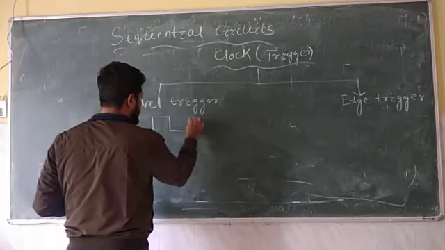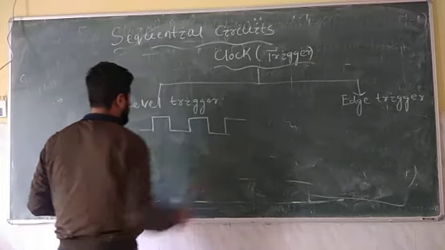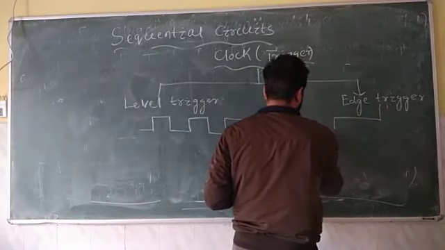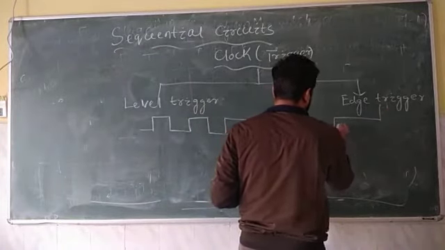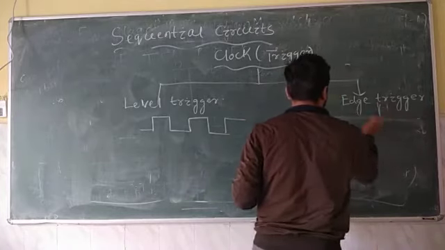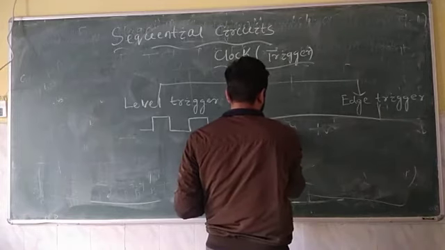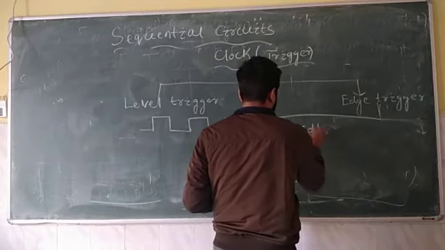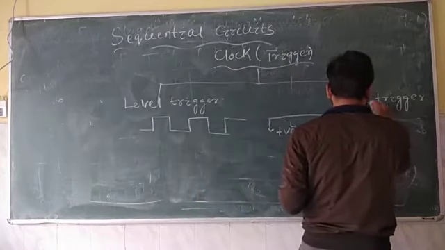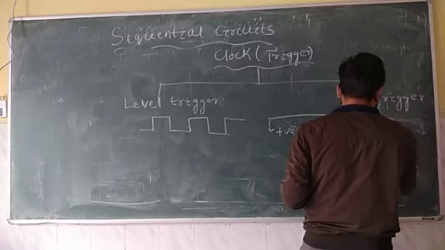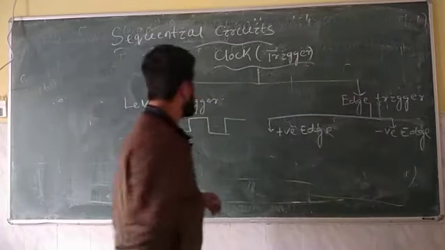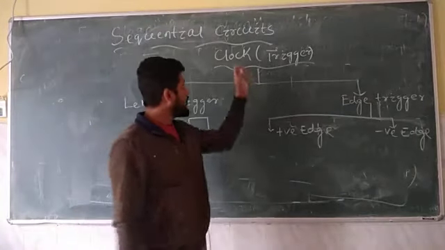This is your level trigger. And how is your edge trigger? Edge trigger again has positive edge trigger and also negative edge. So first we will understand what a clock signal is.